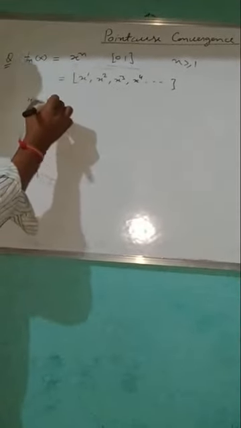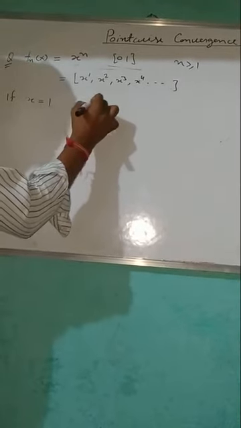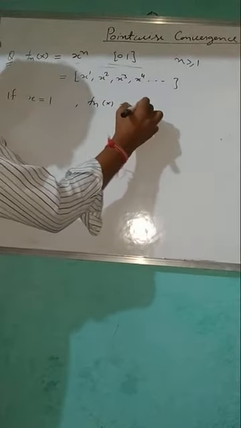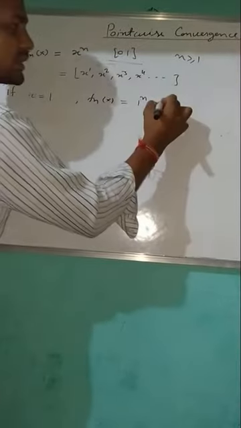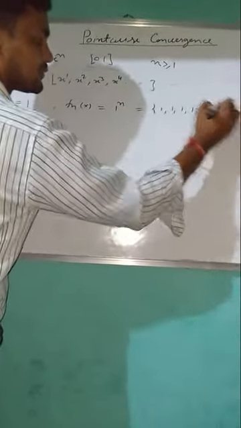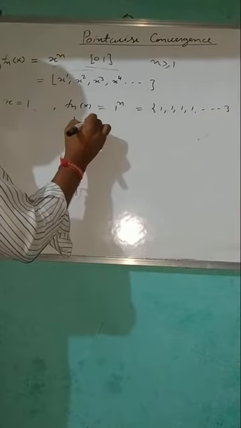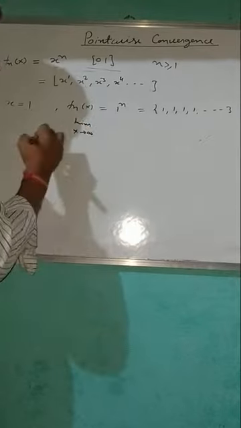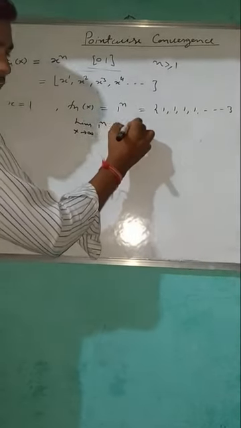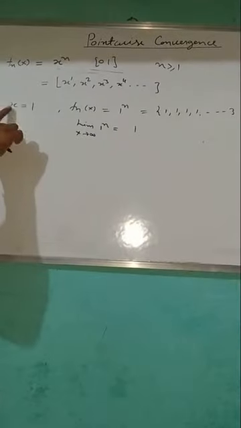First, for x equal to 1, the sequence of functions f_n(x) equals 1^n, which means it is 1, 1, 1, 1, and so on. When we take the limit as n tends to infinity of 1^n, the limit equals 1. Okay, in this case.